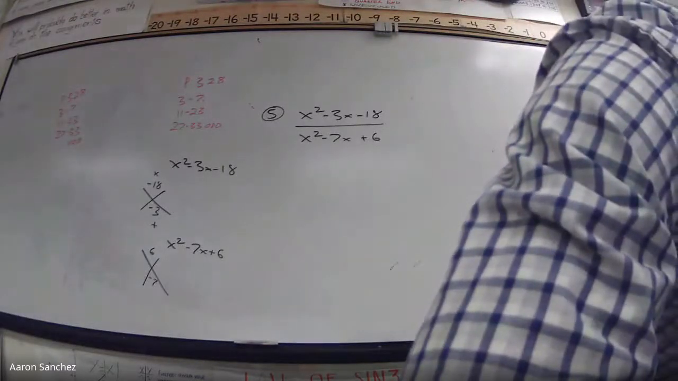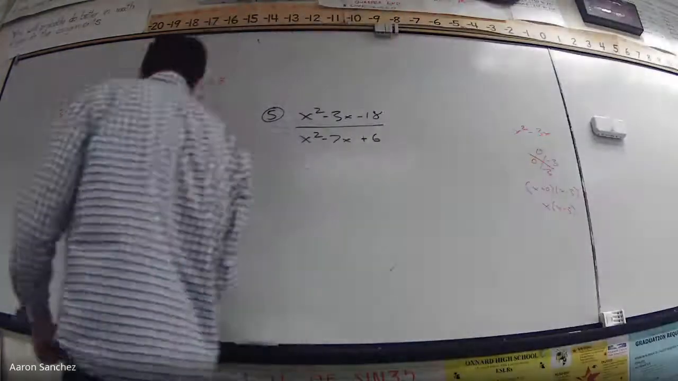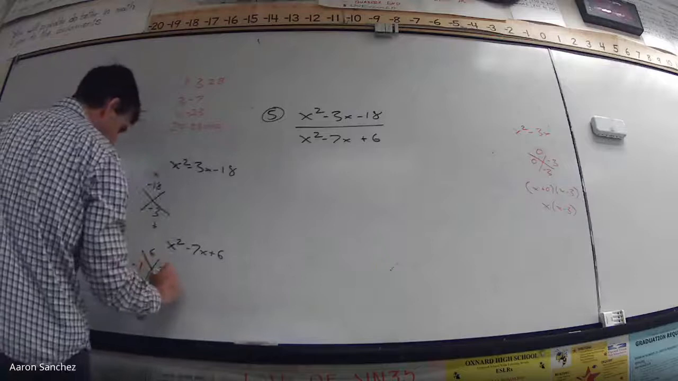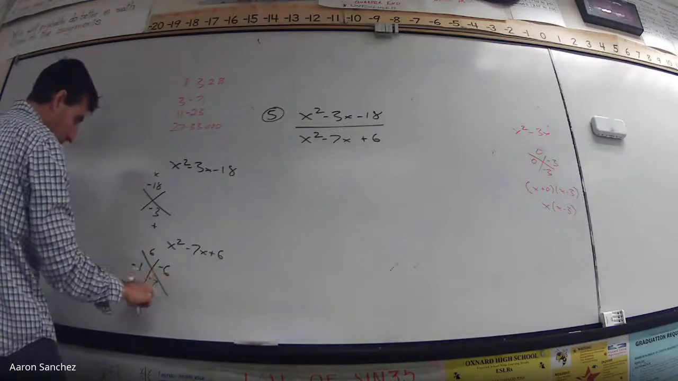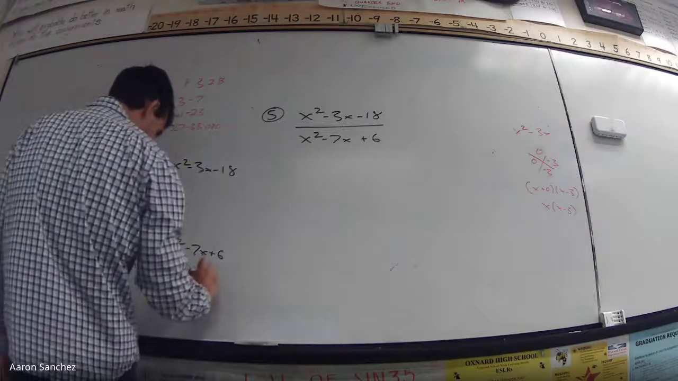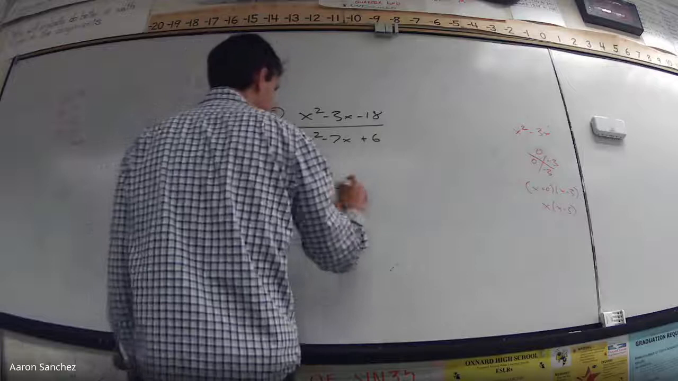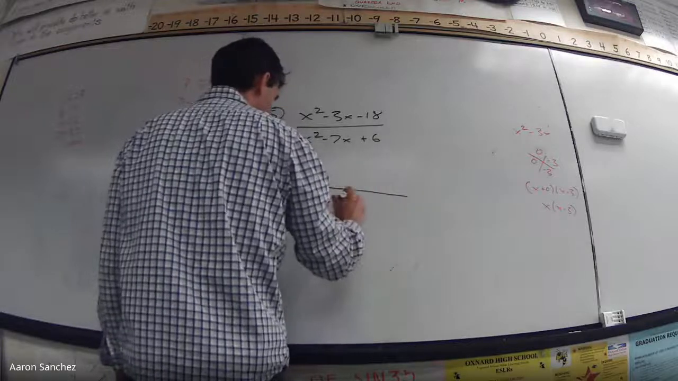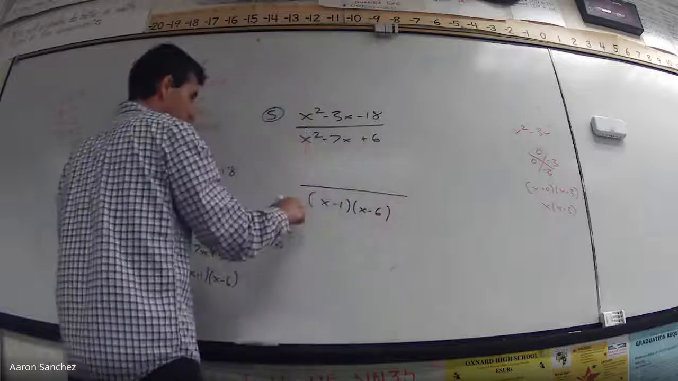X minus 1 times x minus 6. Very good. Negative 1, negative 6. Negative 1 times negative 6 is positive 6. Negative 1 plus negative 6 is negative 7. So you say x minus 1 times x minus 6. So that's going to be the denominator here. This is x minus 1 times x minus 6.